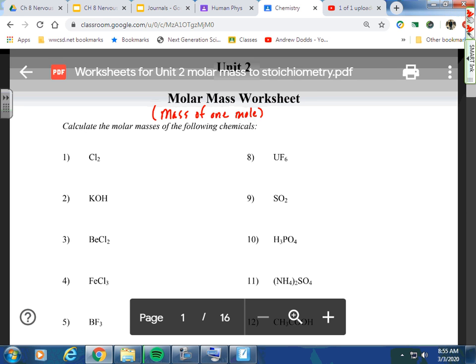And then the other thing I would say is mass of 6.02 times 10 to the 23rd particles. Same thing, right? Because that's a mole. A mole is 6.02 times 10 to the 23rd particles. So please write that on your sheet. I want that really to be reinforced with you guys.